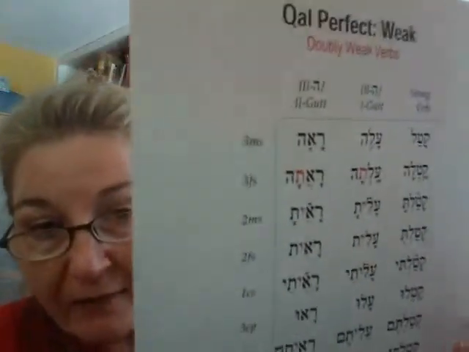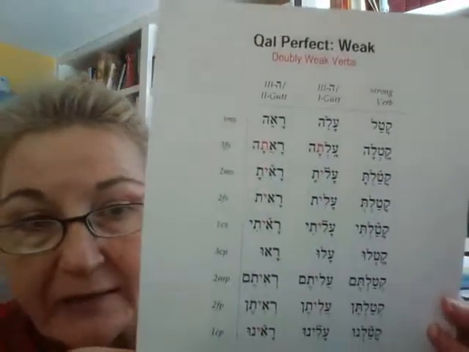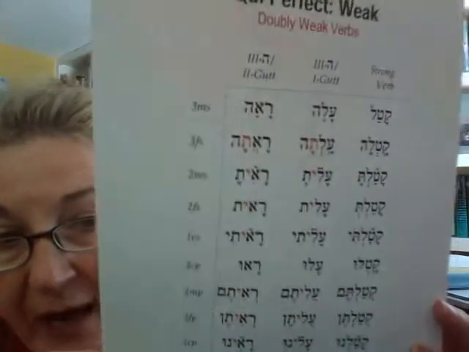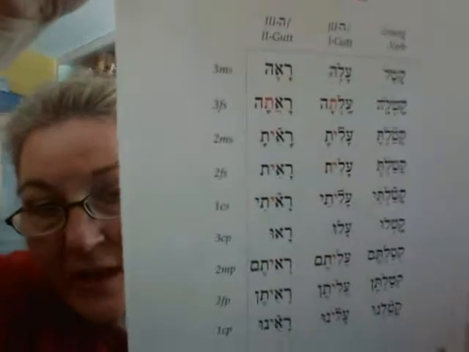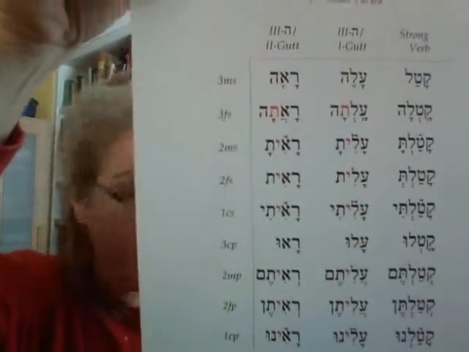Now, the next one that we come to are the doubly weak. The doubly weak are those that have not just one guttural, but 2 gutturals in their spelling. And here again, we have some doubly weak for you. We have doubly weak in 1 and 3, and doubly weak in 2 and 3, and that's compared alongside your strong verb there. And again, the differences or the changes on my sheet are in red, so that makes it a little bit easier for you to identify and see.